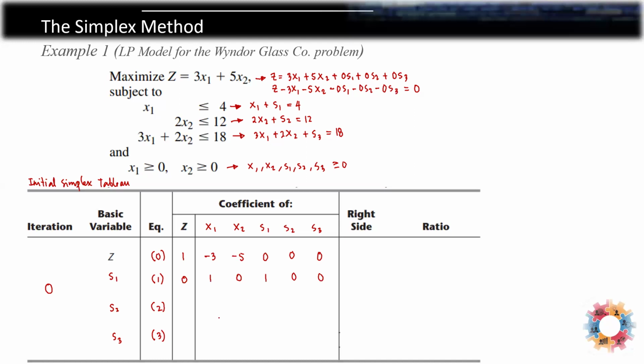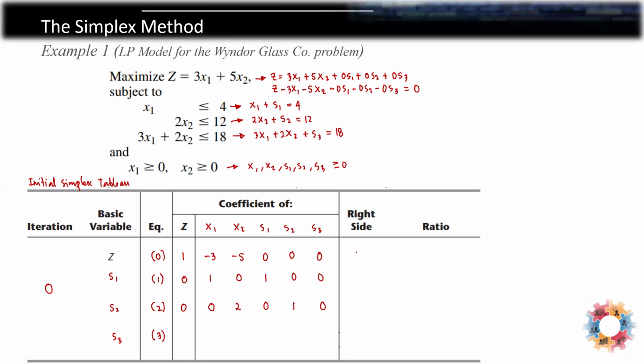Then the second equation corresponding to the second functional constraint, the coefficient of z is 0, no z there. Then the coefficient of x1 is 0, no x1. Coefficient of x2 is 2. Coefficient of S1 is 0. Coefficient of S2 is 1. Coefficient of S3 is 0.